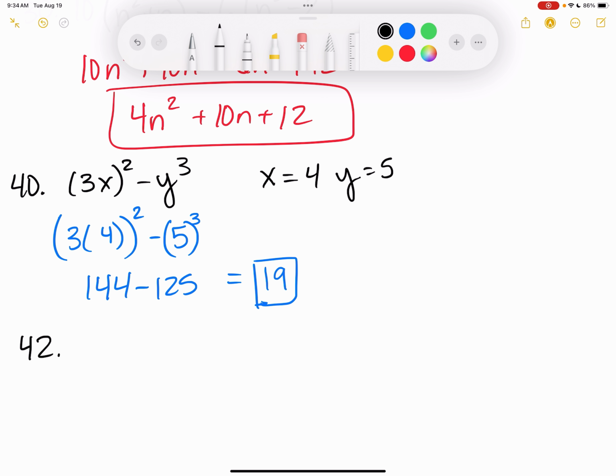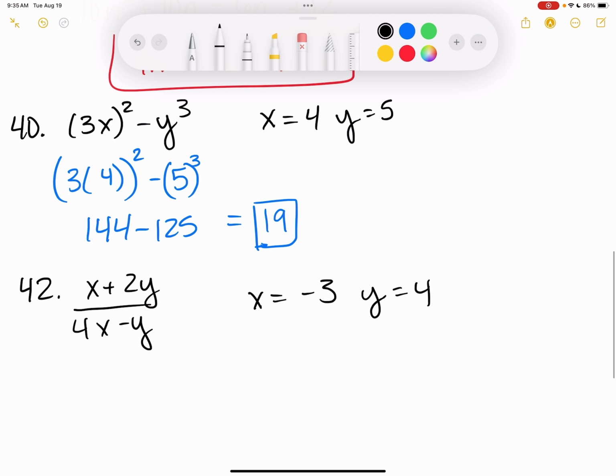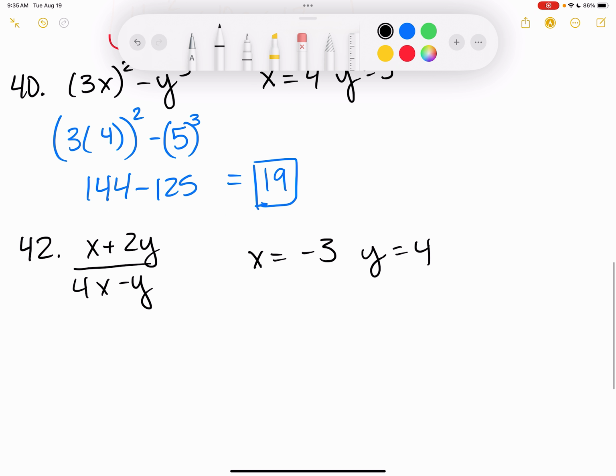All right, same thing. x plus 2y over 4x minus y when x equals negative 3 and y equals 4. So plug in negative 3 plus 2 times 4 over 4 times negative 3 minus 4.